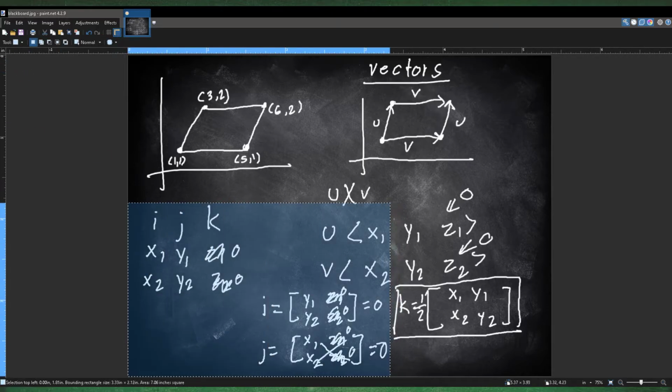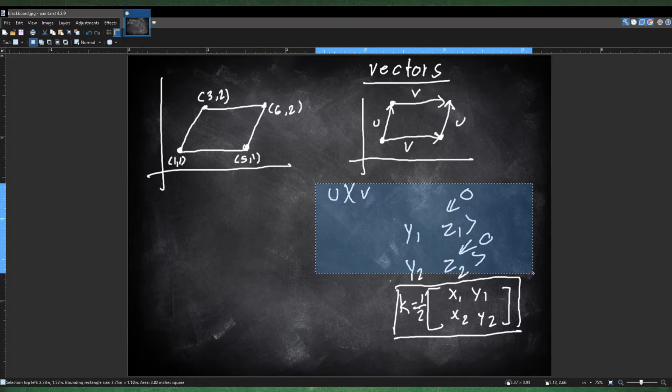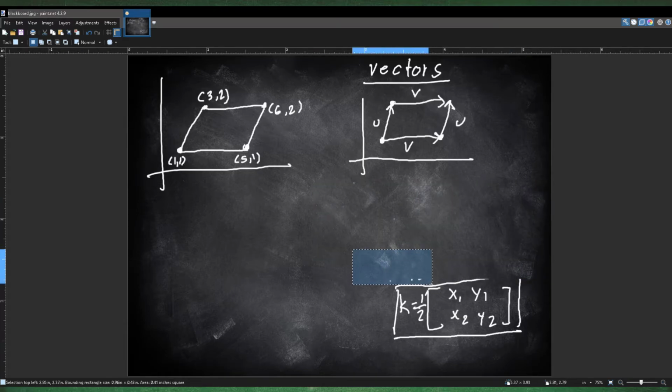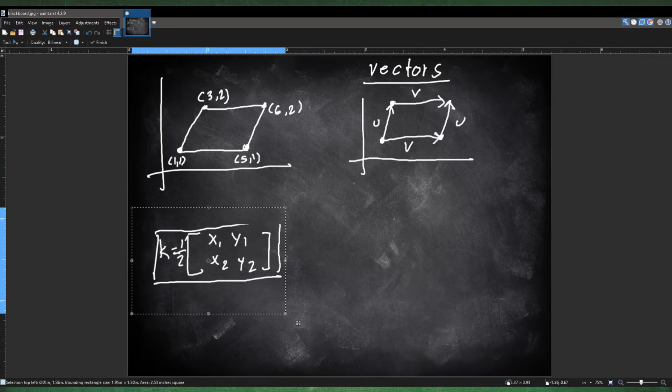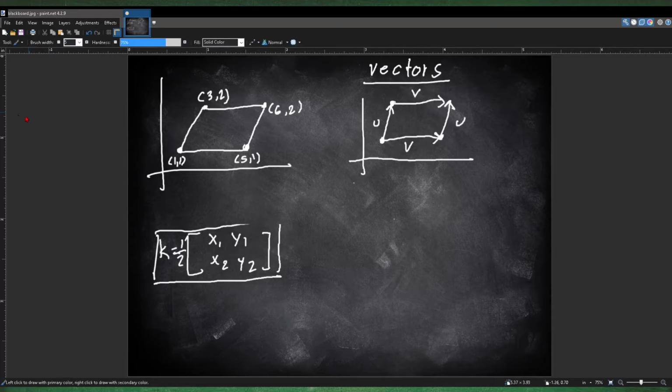So let's delete all this because we don't need it anymore. And then let's interpret this a little bit more. Let's move this over a bit. So basically, this k value tells us that we need to take half of the values of the changes in x1, y1, x2, and y2. So what it looks like is that we're going to have to get a bunch of points, in this order: x1, y1, x2, y2.